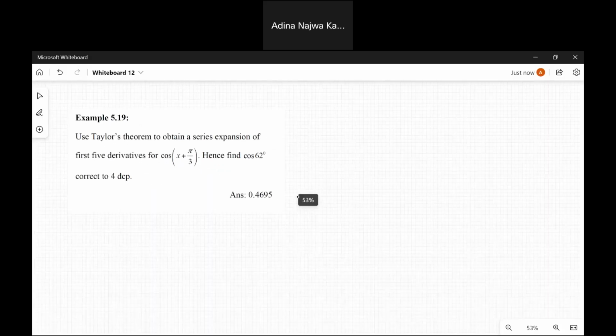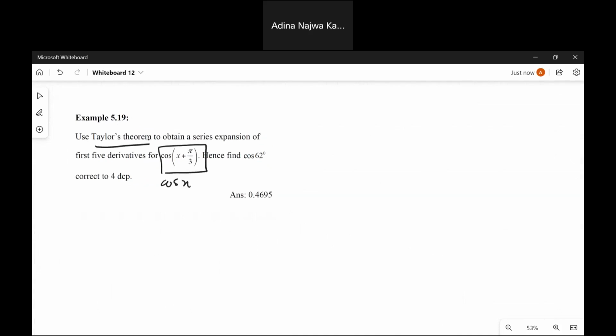Okay, so guys, continue with example 5.19 here. Use Taylor's theorem. Why do we use Taylor's here? Because the expansion that it asks you for is cos x plus something, pi over 3. So pi over 3 here is actually your a. Previously it asked you to find cos x or maybe the expansion of cos 2x, but now when you have cos x plus something, this is your constant, the center, your value of a. So a is equal to pi over 3.